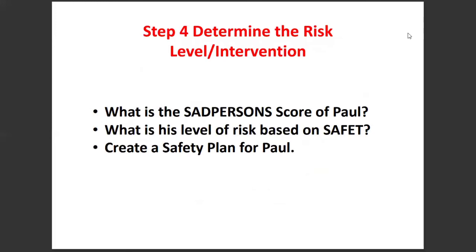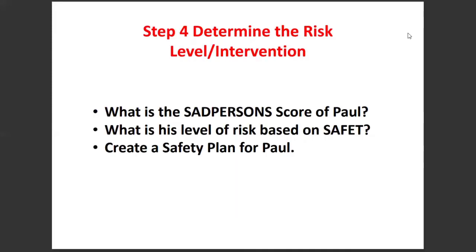Based on data we collected from steps 1, 2, and 3, we now determine the risk level and the interventions that we will do according to the risk level. What is the SAD PERSONS score of Paul? What is his level of risk based on safety? Create a safety plan for Paul.